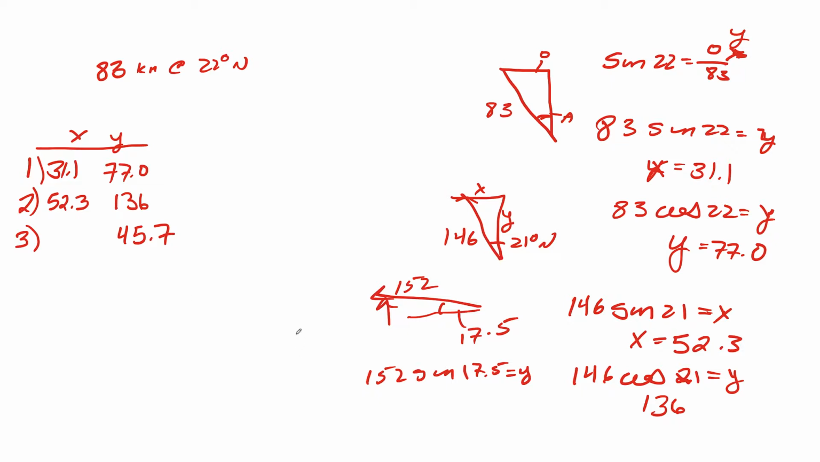And now 152 times cosine of 17.5, which is giving me my adjacent, which is x, is going to be 145. And there are my three vectors. Add these together. So my total sum of the x in the west direction is going to be, let's see, 4, 5, 6, 7, 5, 97.4 in the x direction.